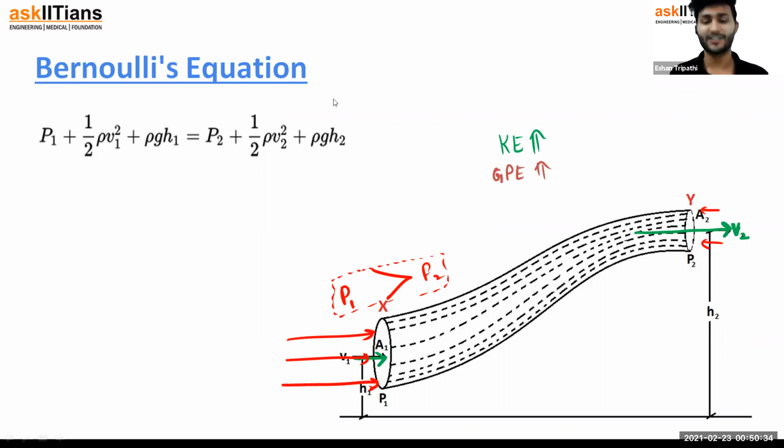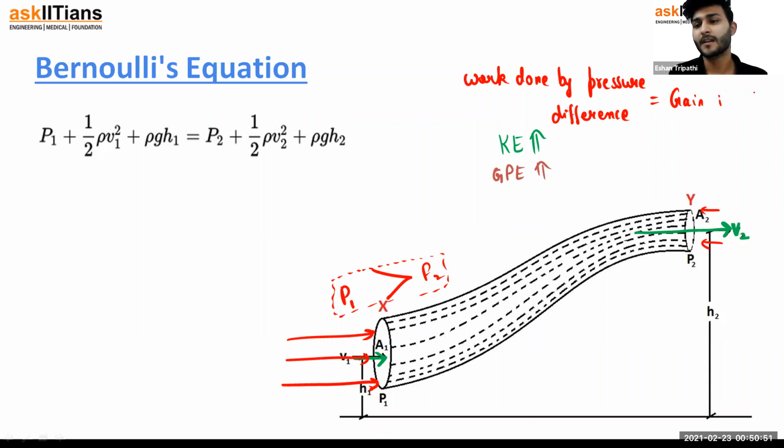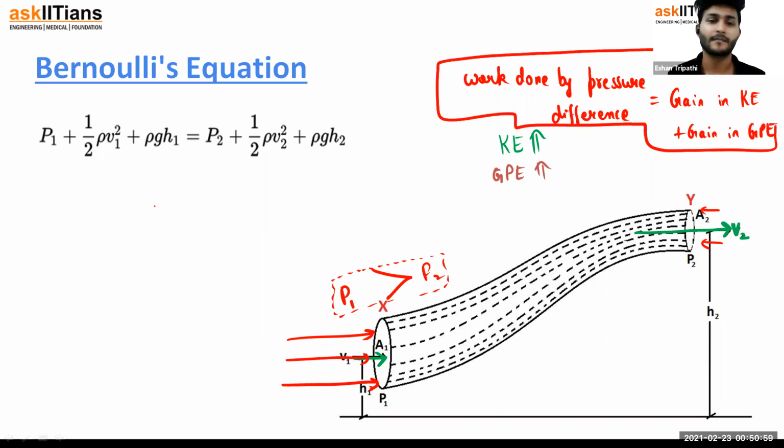So basically, this is coming from the work energy theorem. What it says is the work done by the pressure difference is equal to the gain in kinetic energy plus the gain in gravitational potential energy. So basically, it's the work energy theorem that is working over here.